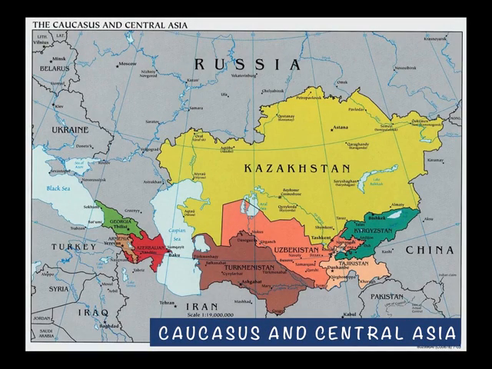Let's zoom in on the region south of the country of Russia. I'm going to look at the Caucasus region, which is to the left between the Black Sea and the Caspian Sea, and also focus on the countries of Central Asia, dominated there by Kazakhstan.